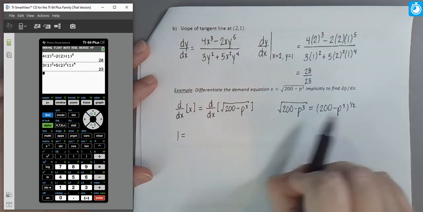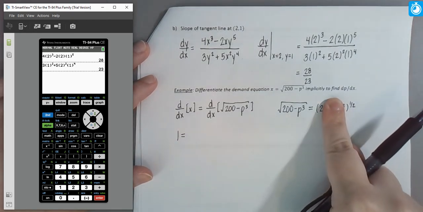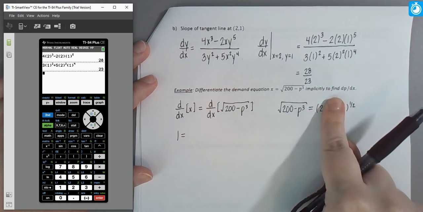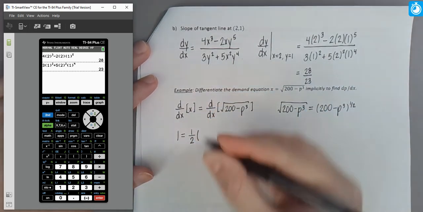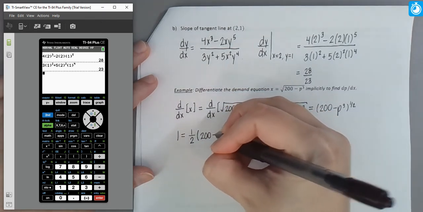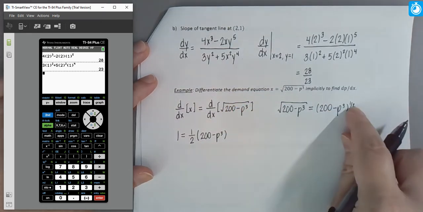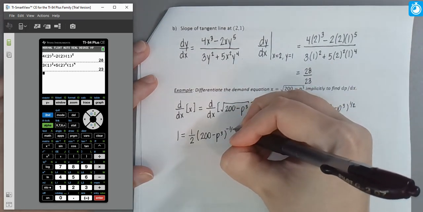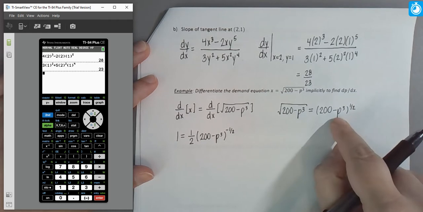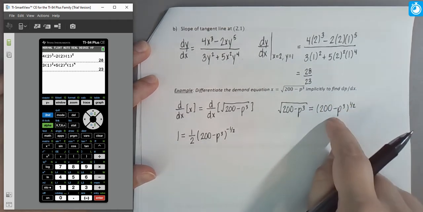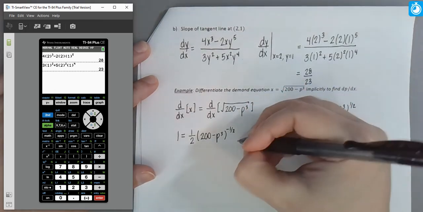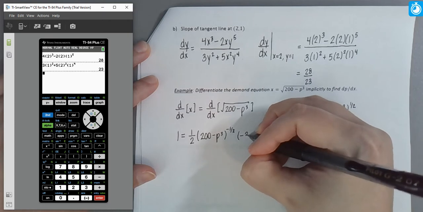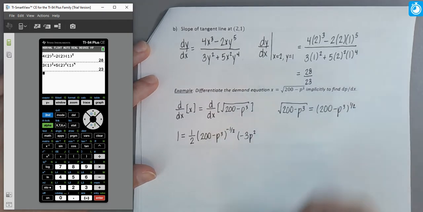So just start the way you normally would though. So we have a function raised to a power. So we differentiate based on the power, leave the inner function alone. So that's where we'll start. So 1/2 times (200 minus p cubed), and then we decrease our exponent by 1, so that becomes negative 1/2. Okay, now we have to take the derivative of the inside function. So 200 differentiates to 0. We take the derivative of negative p cubed. So that's going to give us negative 3p squared.